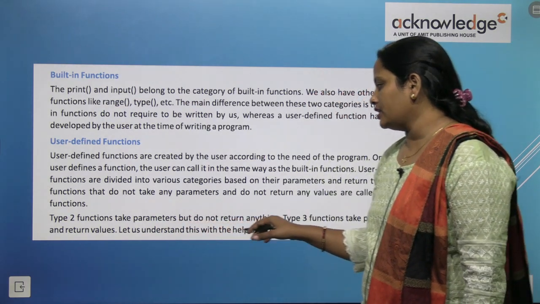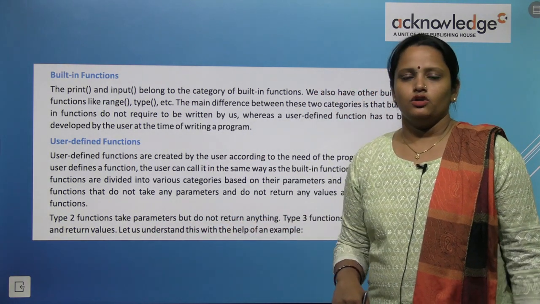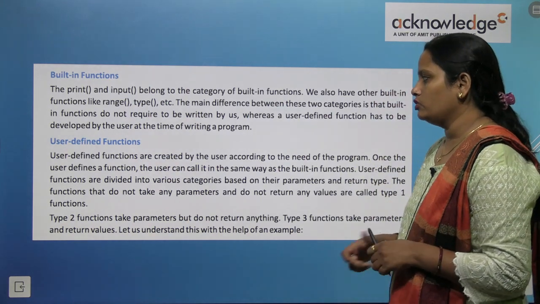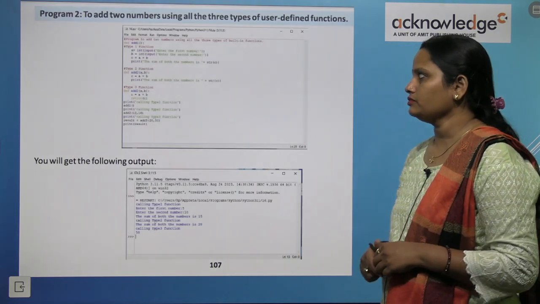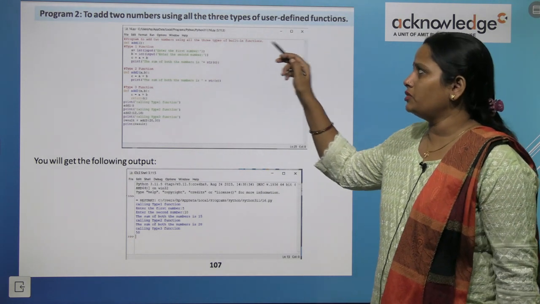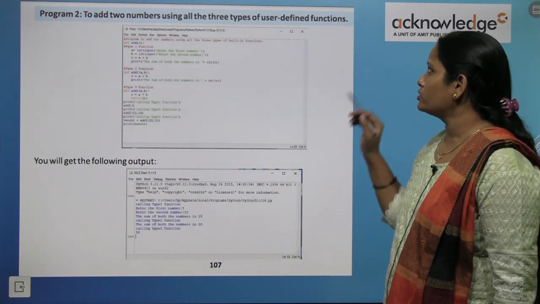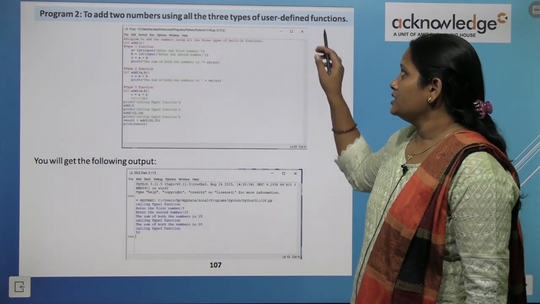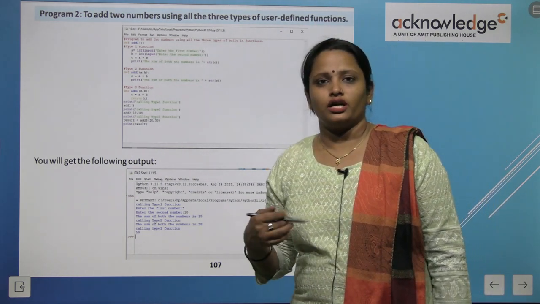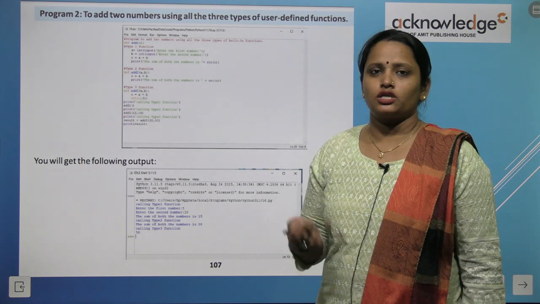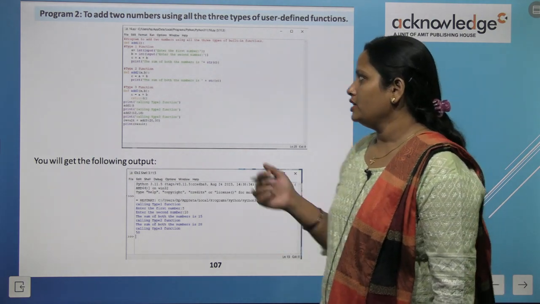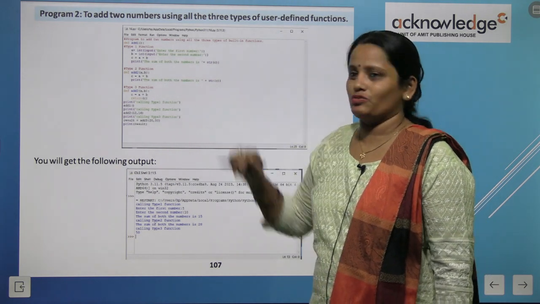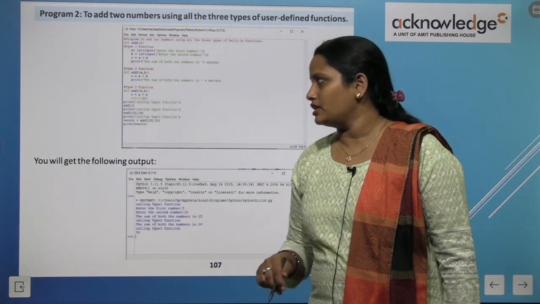Let us understand this with the help of an example. So let's see, एक एग्जांपल के थ्रू we are going to read it. To add two numbers using all the three types of user defined function. So दो नंबर को हमें ऐड करना है जितने भी यूजर डिफाइंड फंक्शन है उनके थ्रू. So टाइप 1 भी यूज करना है, 2 भी और 3 भी यहाँ पे यूज करना है. So here type 1 is used, next type 2 and then type 3 is used.